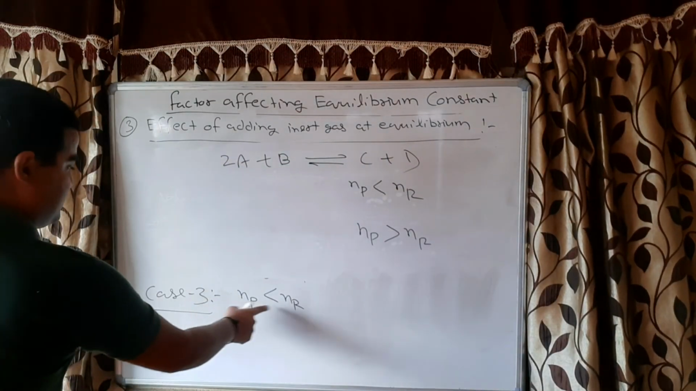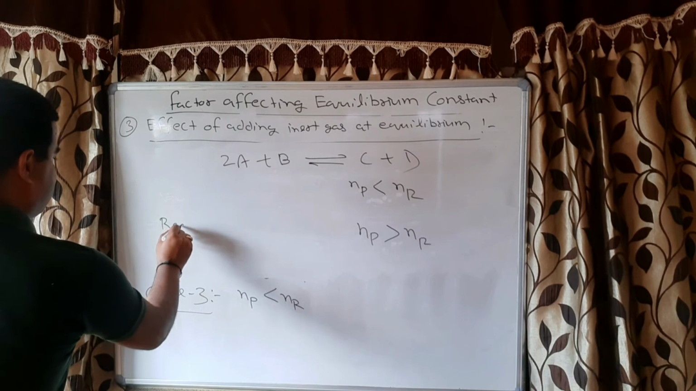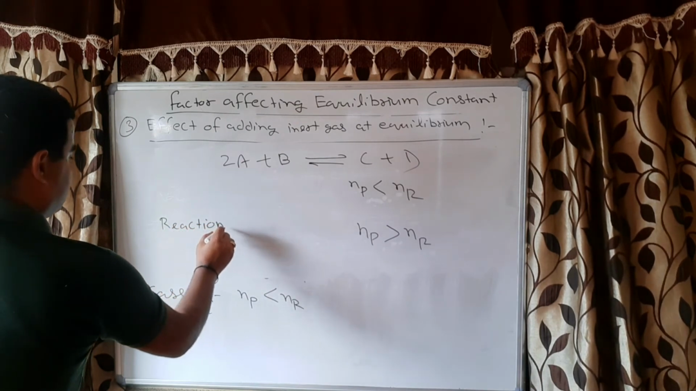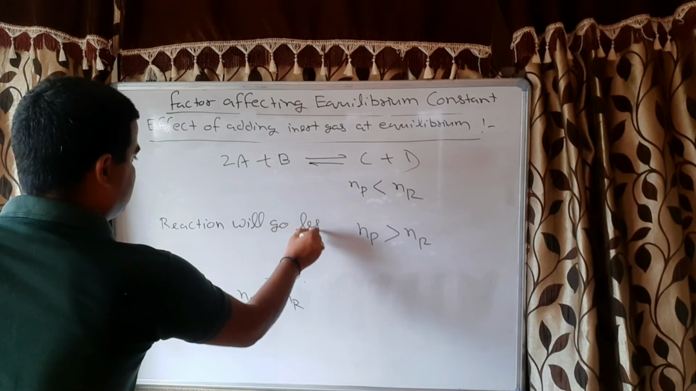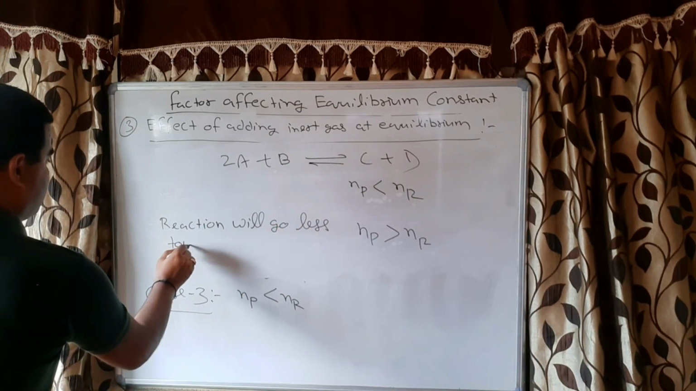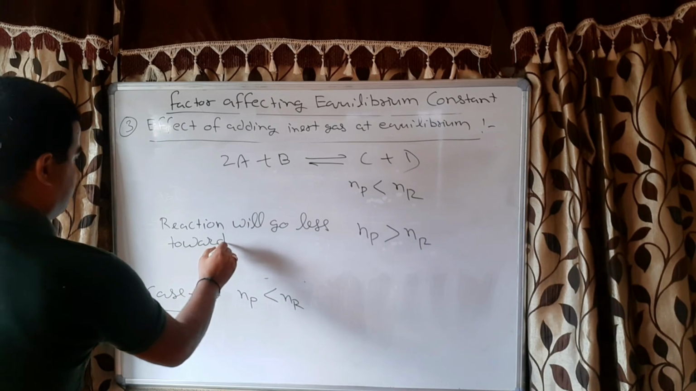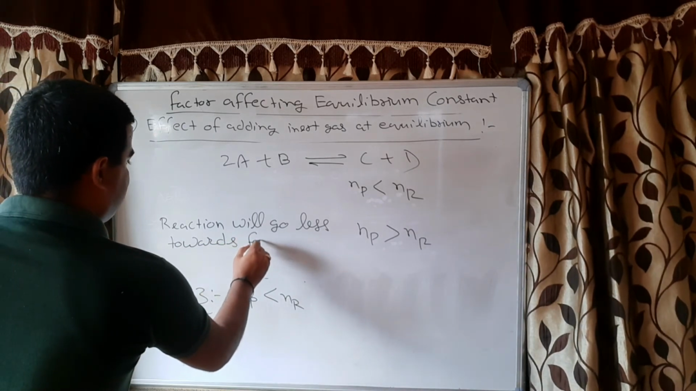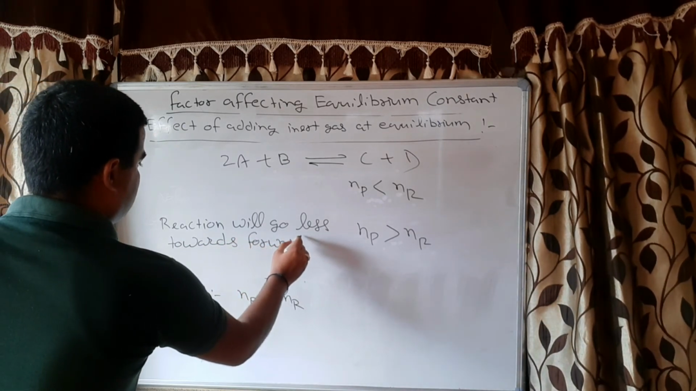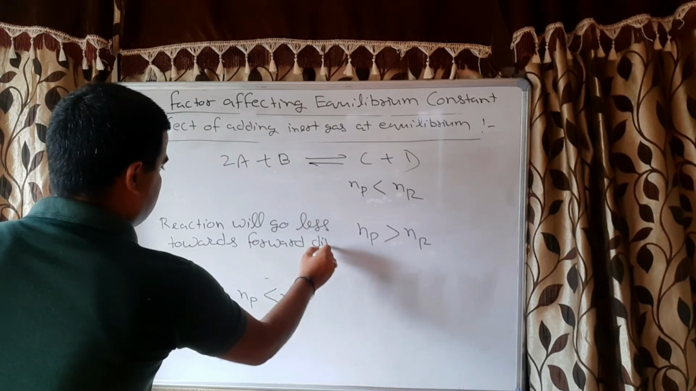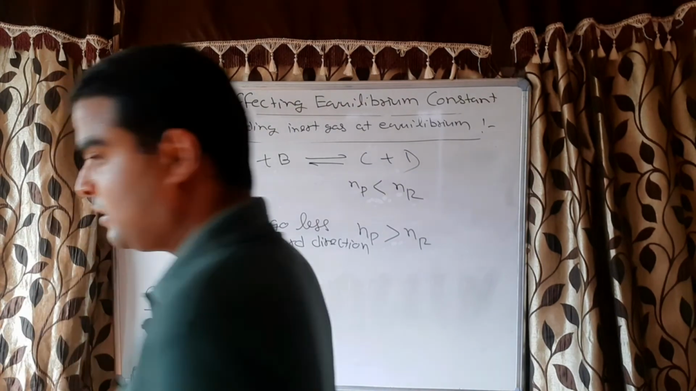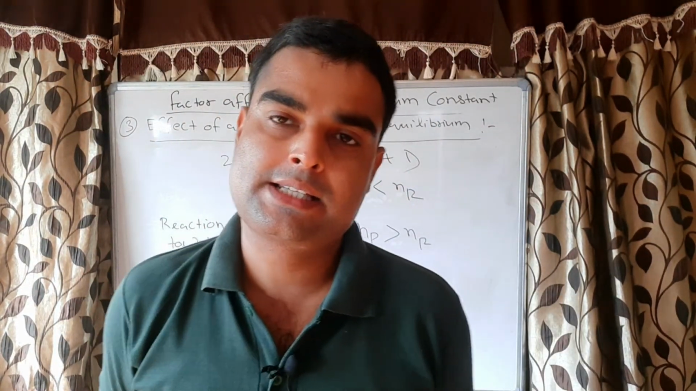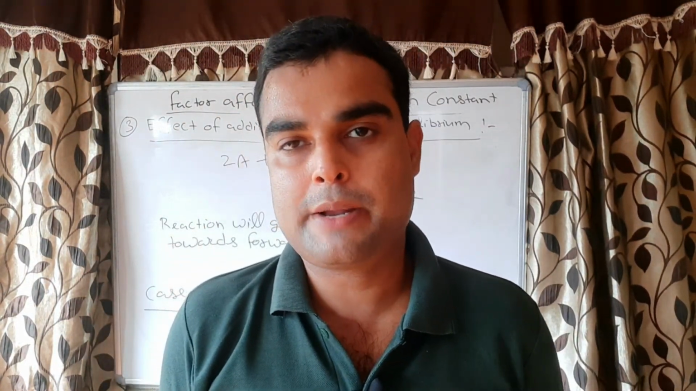So when NP is lesser than NR, reaction will go less towards forward direction. Correct? So these are the factors affecting equilibrium constant.